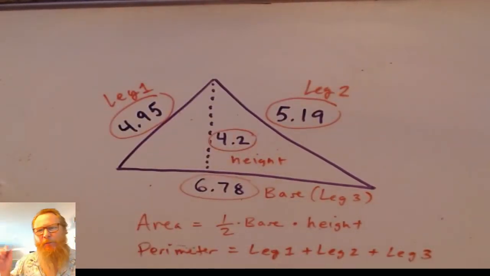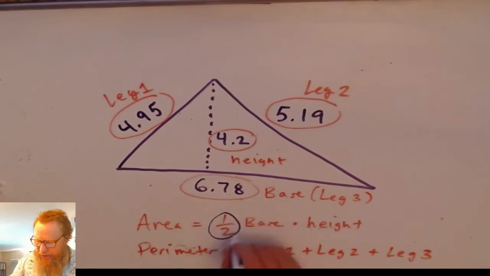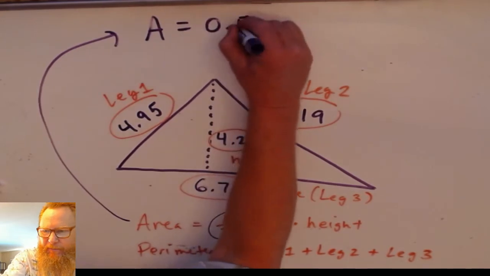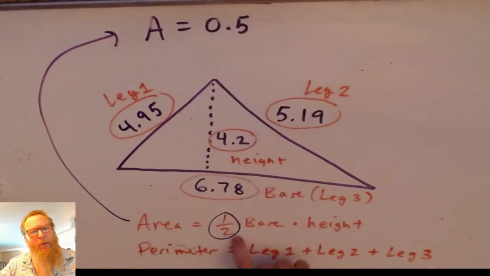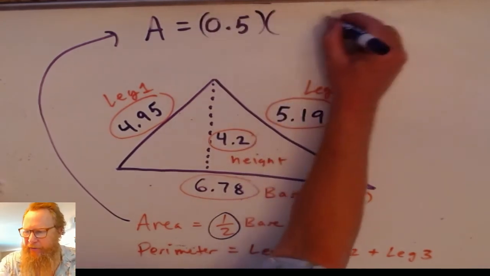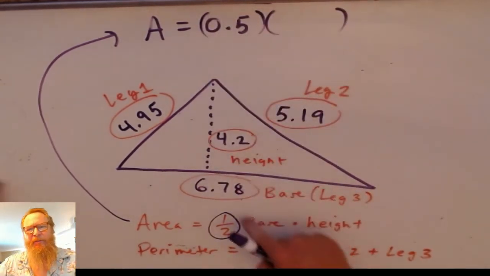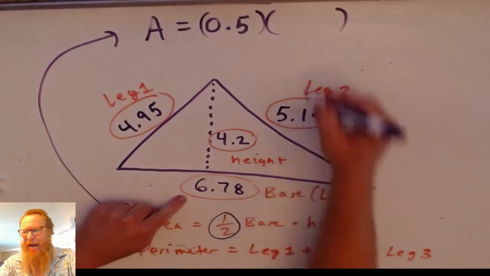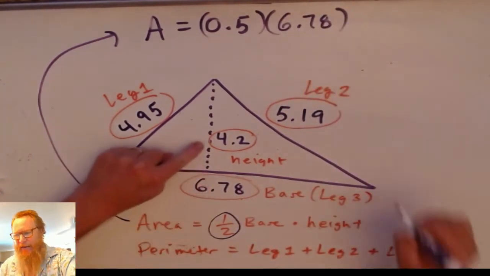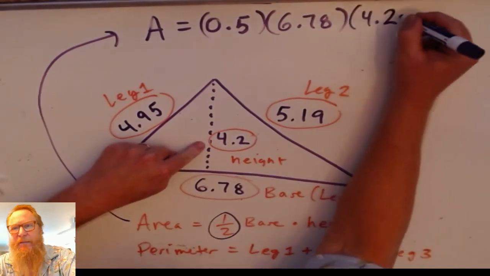Okay, and since we are doing decimals, you can actually do 0.5 instead of 1/2. 1/2 and 0.5 are the same thing. So we have 1/2, that's your 1/2. I'm doing area first. The base is 6.78, and the height is 4.2.